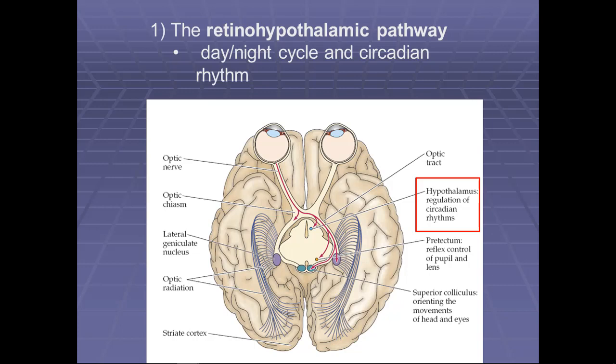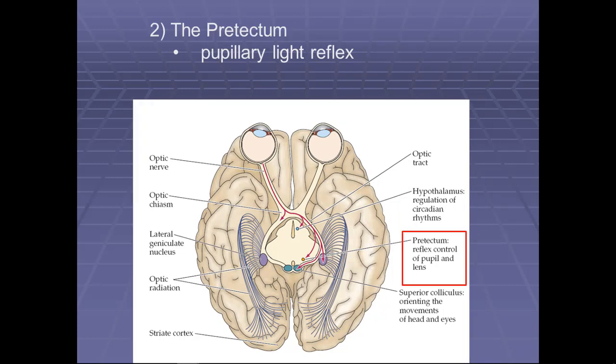The second destination is an area in the midbrain called the pretectum. This pathway is responsible for what is called the pupillary light reflex, in that the pupils of the eyes constrict when the eye is exposed to light, and the amount of constriction increases as the intensity of light increases. This pathway forms the afferent fibers of the pupillary light reflex.